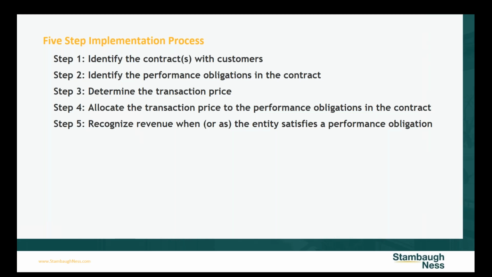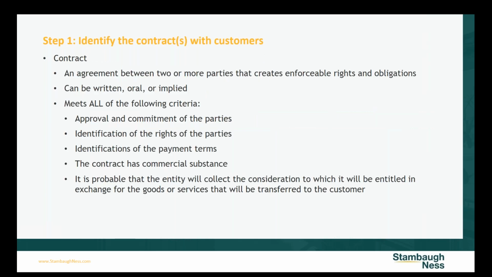So jumping into step 1, identifying contracts with customers. A contract is an agreement between 2 or more parties that creates enforceable rights and obligations. A contract can be written, oral, or implied. What FASB has defined is that a contract must meet all of the following criteria. There's approval and commitment from the parties. There's identification of the rights of the parties. There's identification of payment terms.